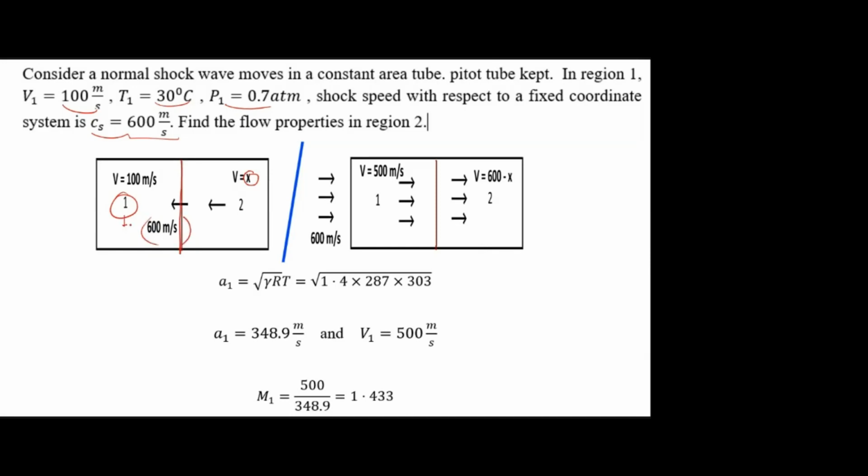So there is one moving shock with a velocity of 600 meters per second. Station 1 properties are known: velocity, temperature, pressure, everything is known. And we have to find V2 using the properties. So as I said, we cannot analyze the moving shock directly.